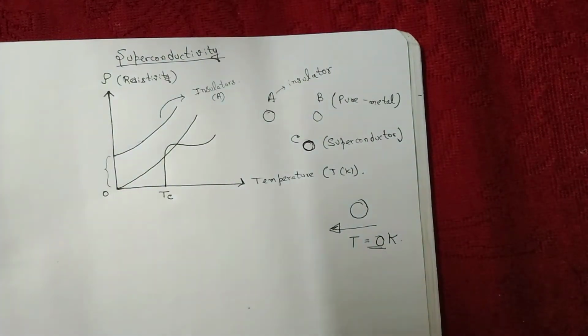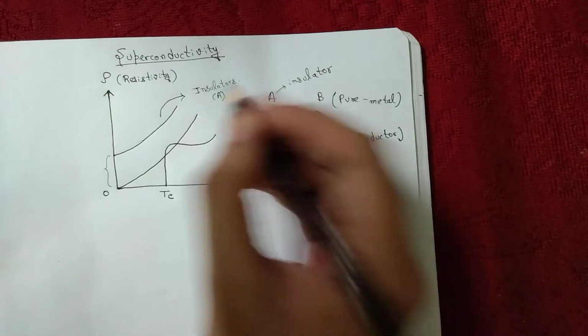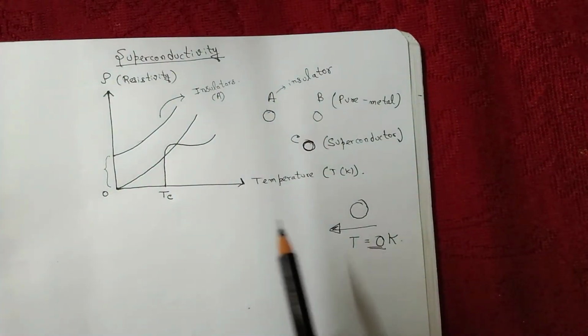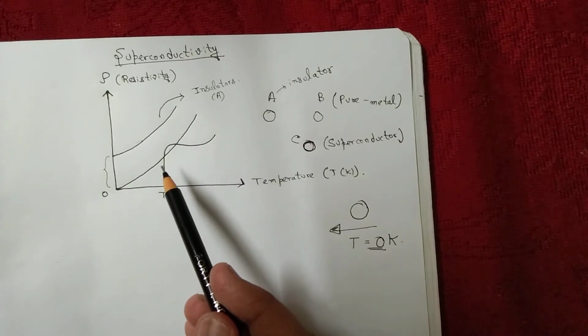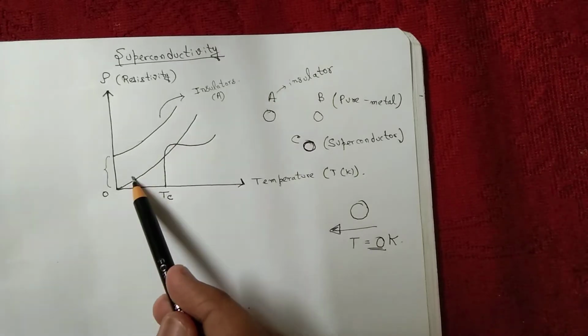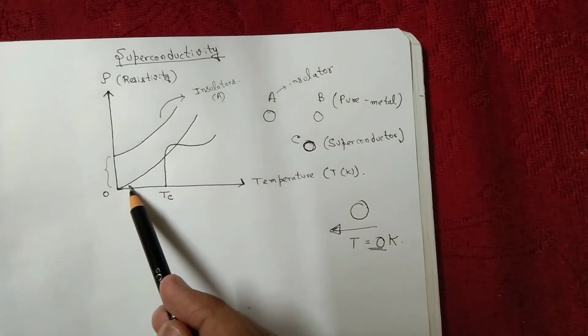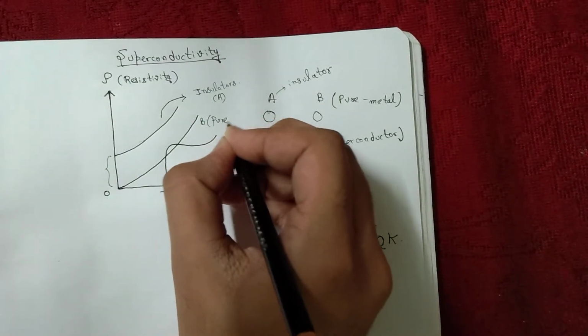If you do the same experiment with a metal, that is this one, you will see if you decrease the temperature of a metal and decrease it to 0 Kelvin, the resistivity will also become 0 for the metals. So this is B, pure metal.